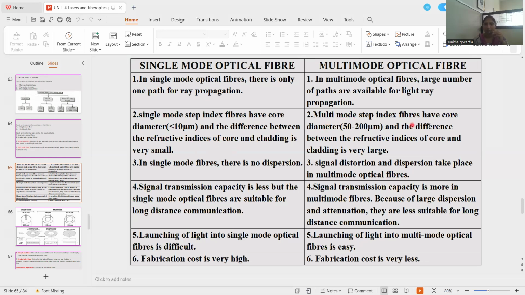See here, in multimode step index fiber, the core has a diameter of 50 to 200 micrometers. So here the core has a large diameter, so multimode propagation is possible. And the difference between the refractive indices of core and cladding is very large. So N1 minus N2 is large and automatically the numerical aperture is also very large.